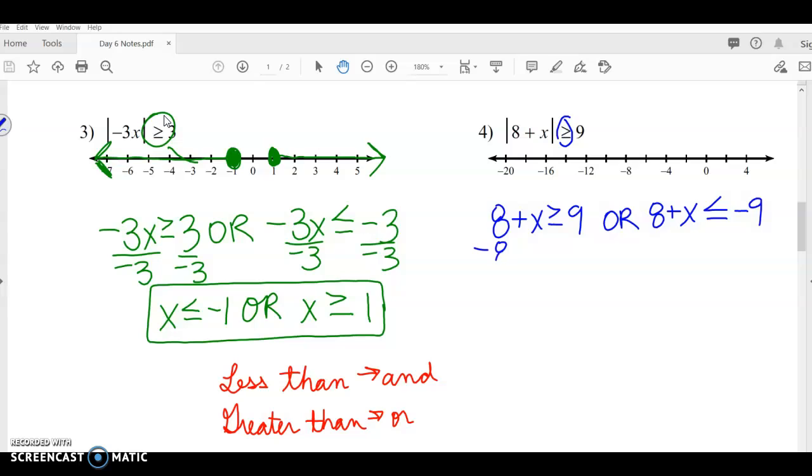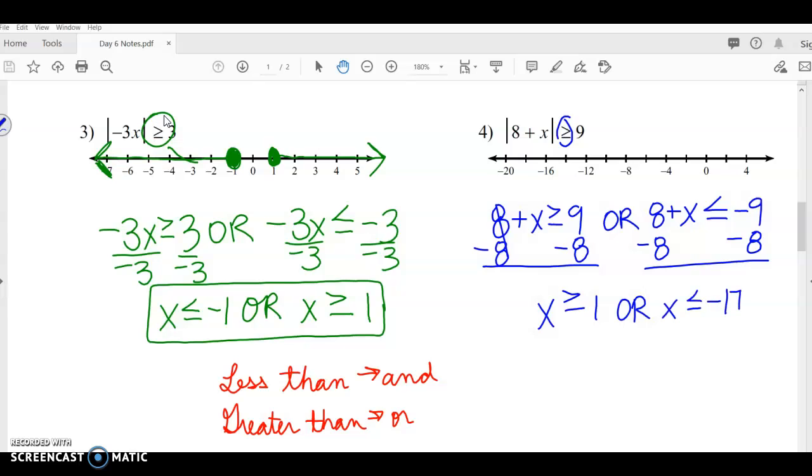So now to get rid of a +8, we subtract 8 on both sides. So we've got x is greater than or equal to 1, or, subtract 8, x is less than or equal to -17. So it's an or, one or the other. So let's see, I'm counting by 2s. So 1 would be here, filled in to the right because it's greater than. x is less than or equal to -17. We'll be halfway between -16 and -18, and it's shaded in to the left.